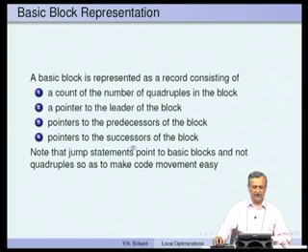We need these things when we want to traverse the control flow graph in a particular order. So, we may want to do a depth first search on the control flow graph, or we want to do a DFS on the reverse control flow graph. So, all this becomes useful at that point. Note that jump statements point to the basic blocks and not quadruples, so as to make code movement easy.